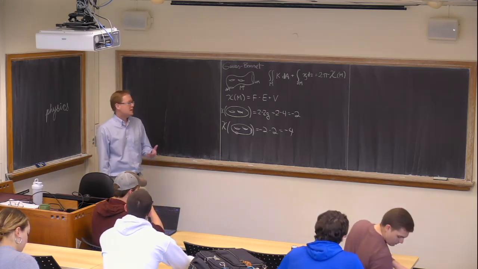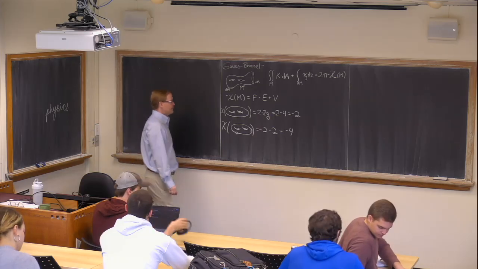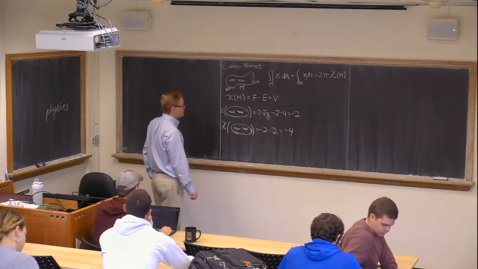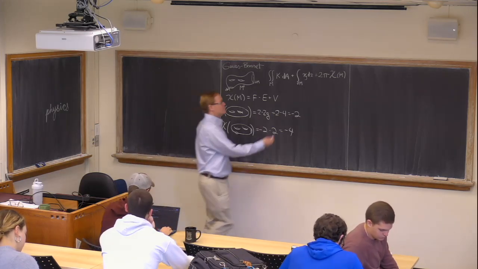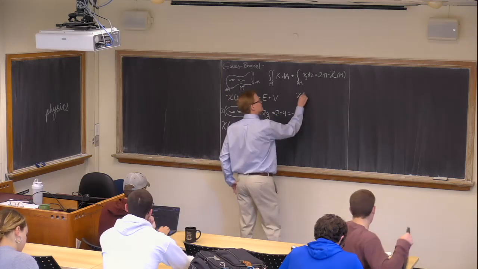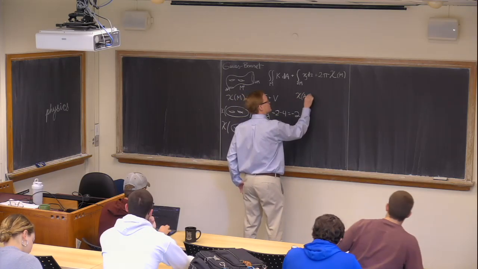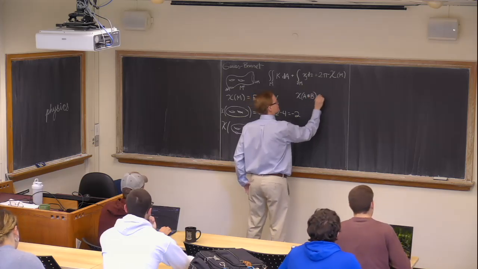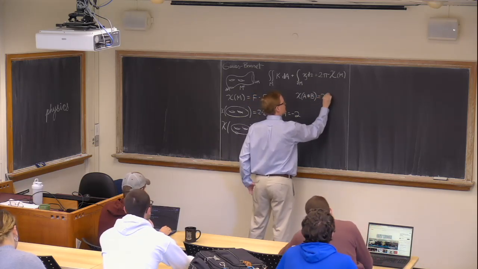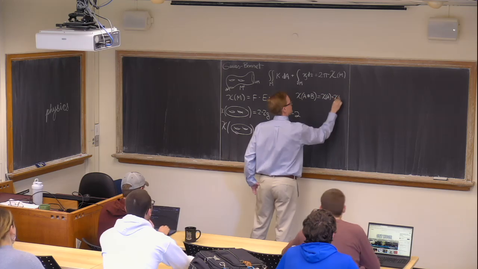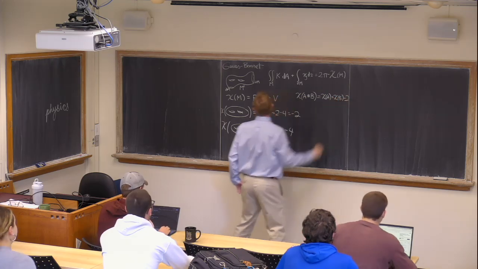It's just going to be a lot easier. Now, there's another thing to know, in terms of useful identities: the Euler characteristic of the connect sum of 2 surfaces is equal to the Euler characteristic of A plus the Euler characteristic of B minus 2.